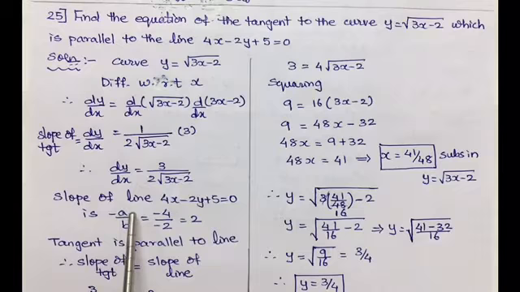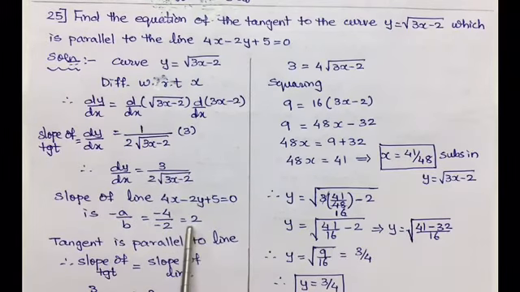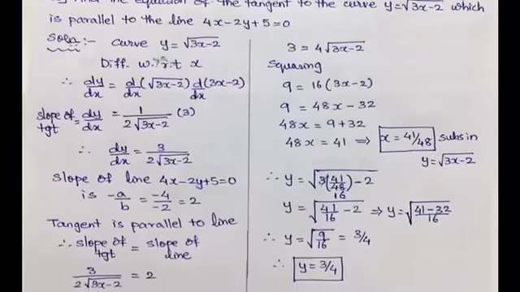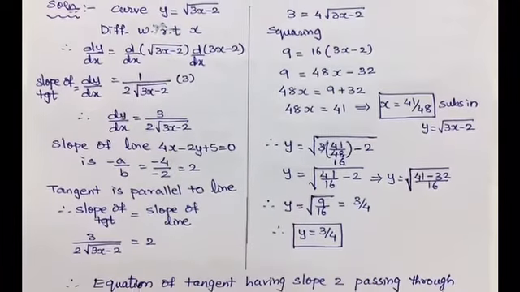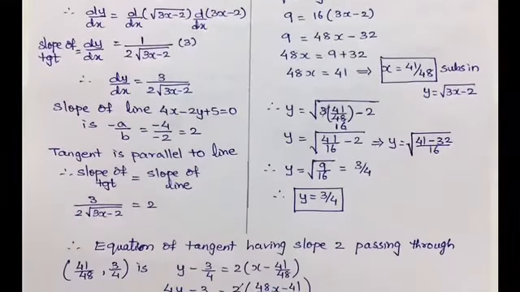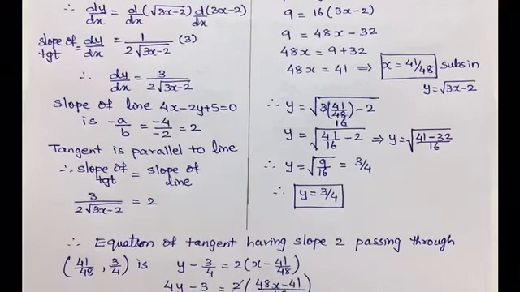Now the slope of the line, using the formula minus a by b, becomes minus 4 by minus 2, and the slope of the line comes out to be 2. Now as the tangent is parallel to the line, the slope of the tangent will be equal to the slope of the line. So equating both the slopes, we get 3 upon 2 under root 3x minus 2 equal to 2.